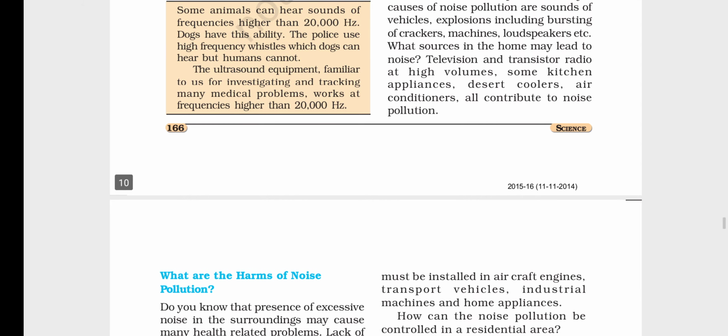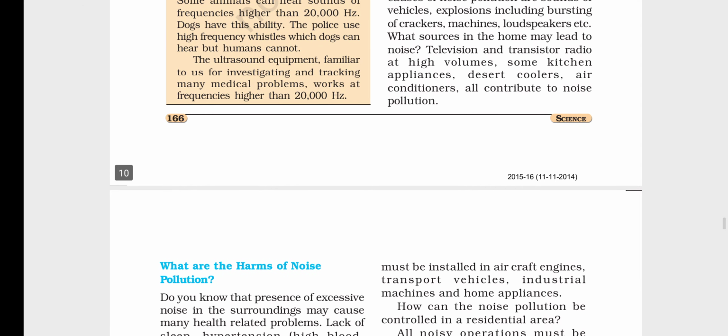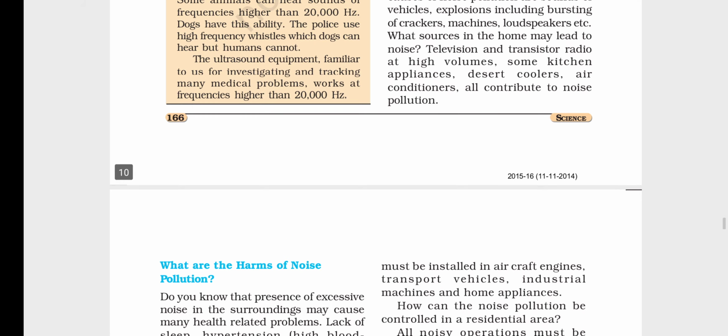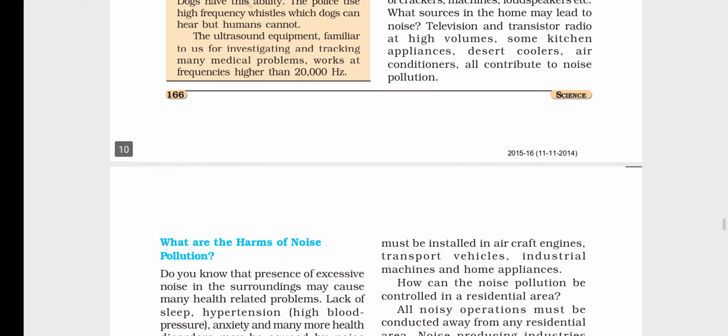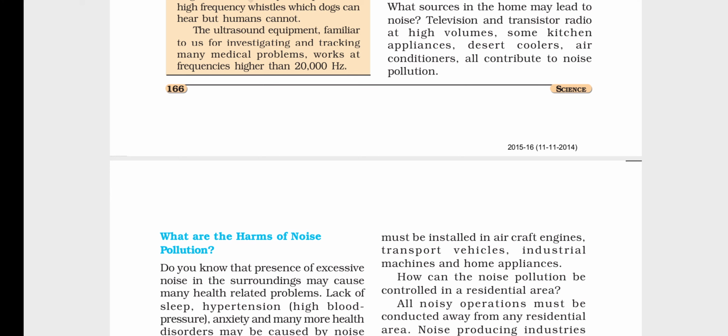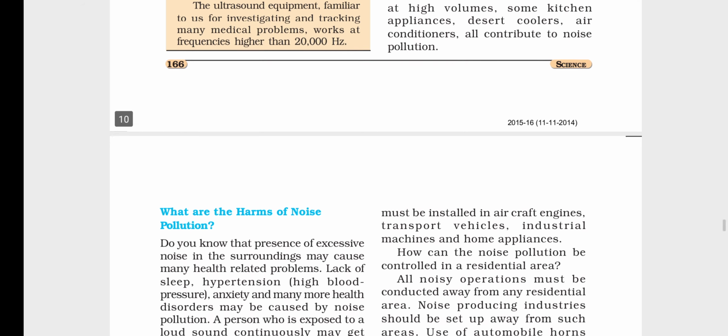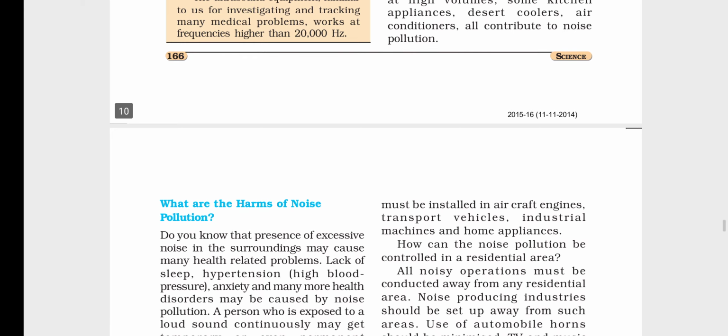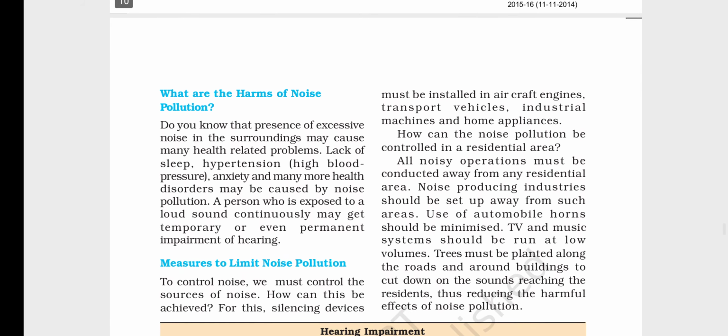Now, what sources in the home may lead to noise? Can you detect them? Yes, television and transistor radio at high volumes, some kitchen appliances, desert coolers, and air conditioners all contribute to noise pollution. Sometimes even children's shouts, their shrill voices, cause noise pollution. What are the harms of this noise pollution?